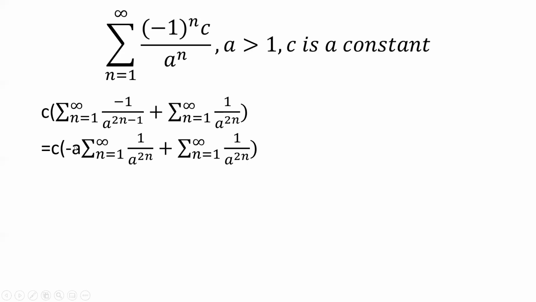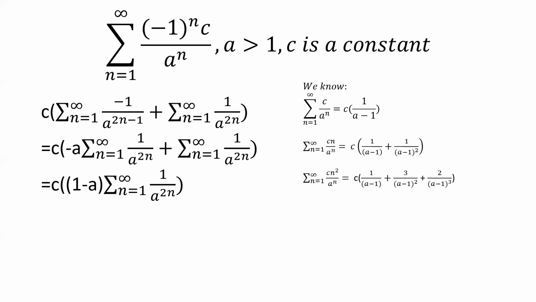Now, why that helps me is you'll notice now the two series, on the left the summation of 1 over a to 2n, and on the right it says the summation of 1 over a to the 2n. It's the same summation. So I can combine those summations because on the right I have one of them, and on the left I have negative a of them. And so if I combine those two summations up, I get c times 1 minus a of the summation of 1 over a to the 2n power.